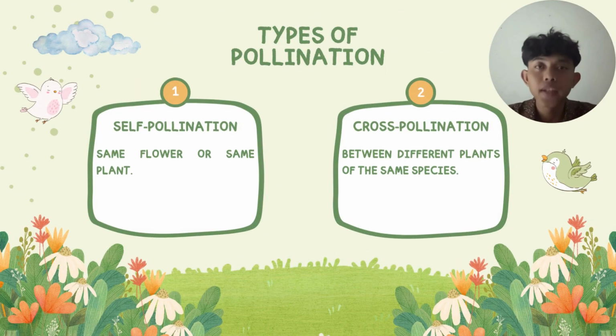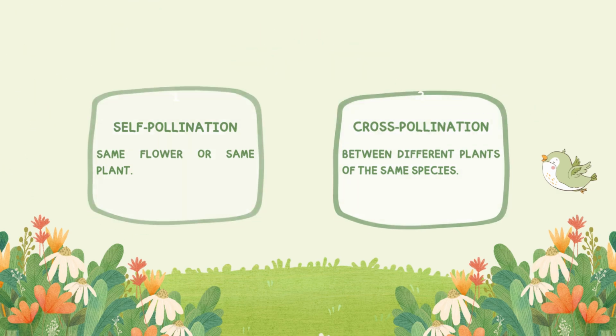There are two main types of pollination. The first one is self-pollination and the second one is cross-pollination. In self-pollination, pollen is transferred within the same flower or between flowers on the same plant. In cross-pollination, pollen moves between flowers of different plants of the same species. Cross-pollination usually leads to greater genetic diversity, which can improve crop quality.